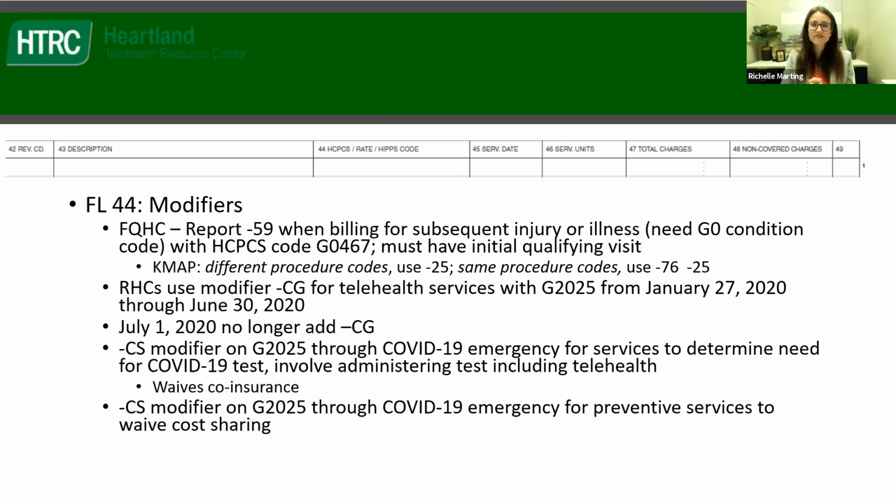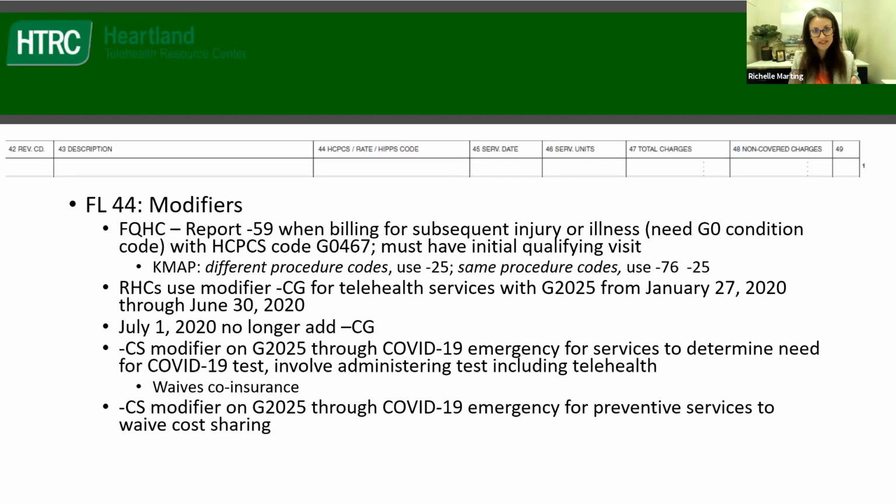Kansas Medicaid handles that differently for FQHCs. So that exact same scenario of an FQHC billing for distinct services to a patient on a single calendar day, the modifier you use or modifiers will depend on whether the two procedure codes, one for the initial encounter, one for the second encounter, are the same or if they're different. If they are different, you're going to use modifier 25.